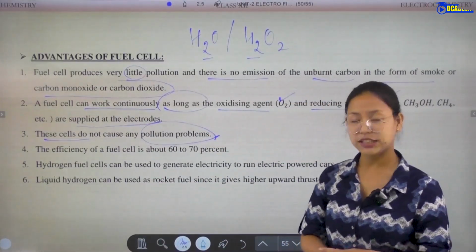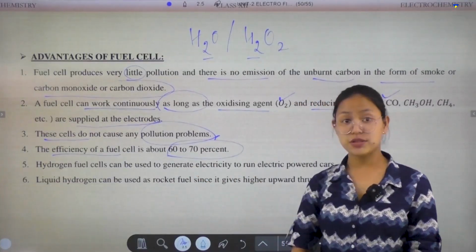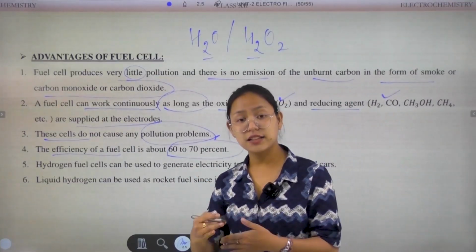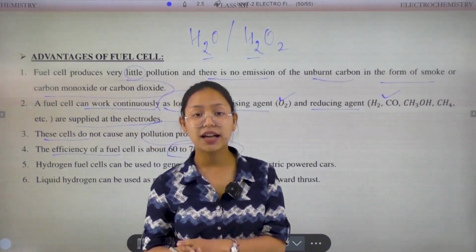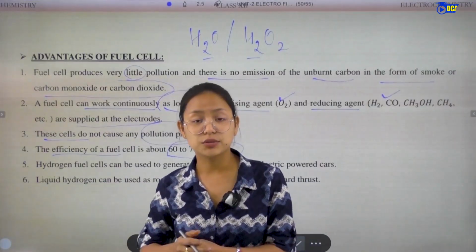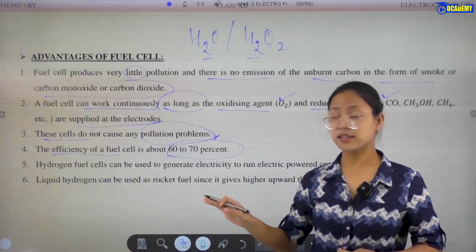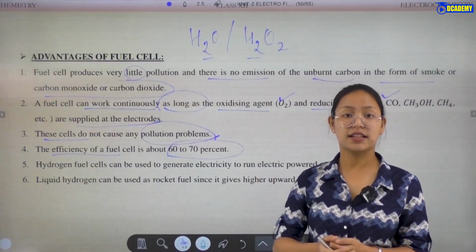Then now point number 4 is the efficiency of a fuel cell is about 60 to 70%. Percentage, it is about 60 to 70%. Nearly 90%. The efficiency of the fuel cell is about 60 to 70%.